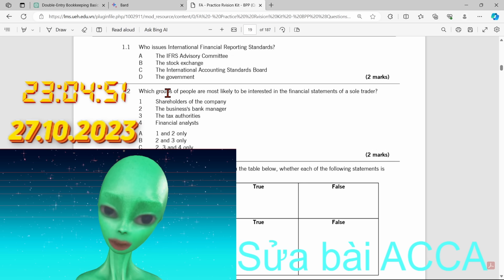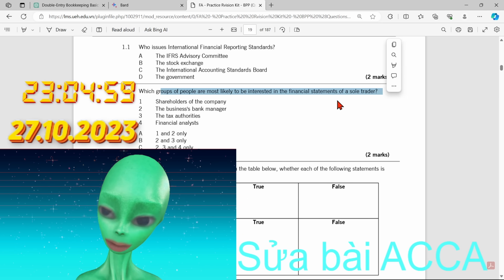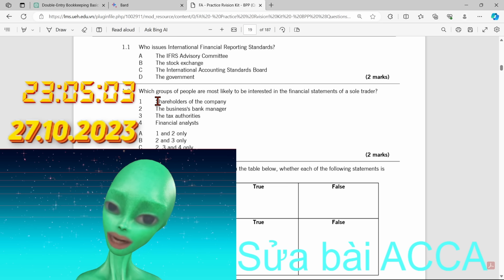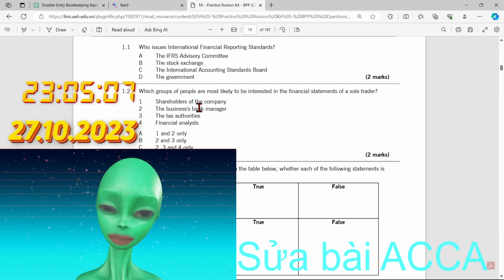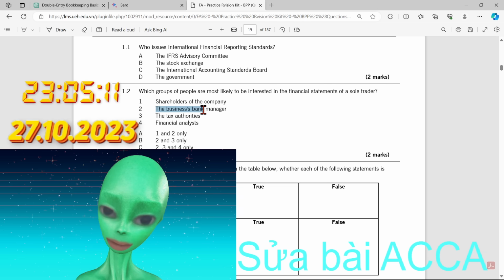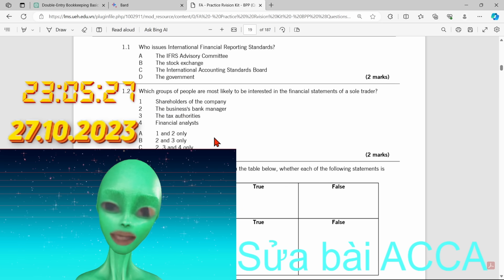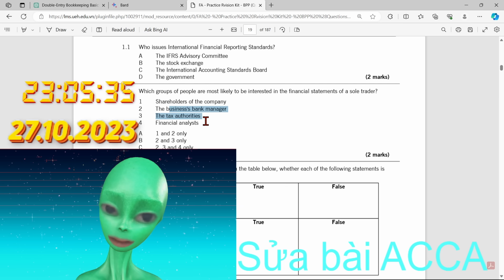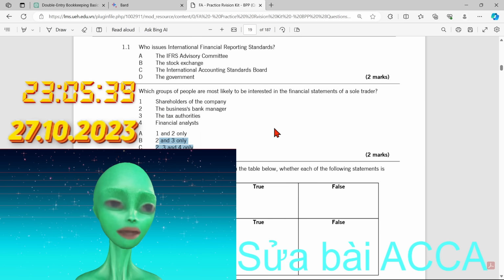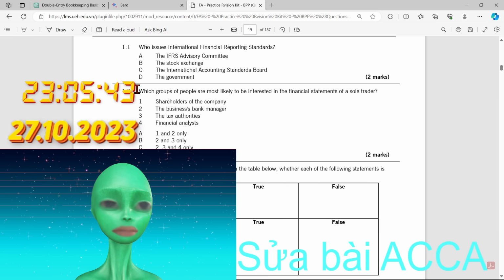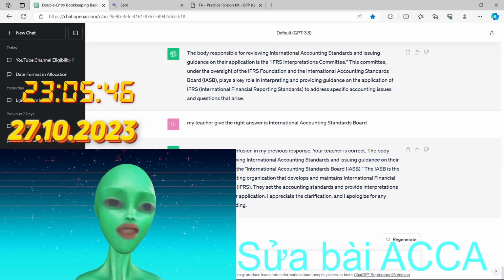Which groups of people are most likely to be interested in the financial statements of a sole trader? Shareholders of the company? I don't think so. The business bank manager? I don't think so. The tax authorities? Certainly, the tax authorities would be interested in the financial statements of the sole trader. Financial analysts, I think two and three, B. I will ask ChatGPT for the solution.